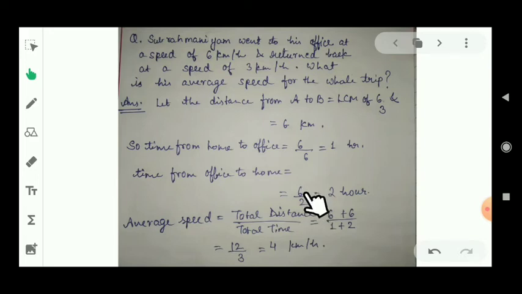Distance will be the same, 6 km, and speed here is 3 km per hour. So what will be the time? It will be 2 hours. So when we find the average speed, it will be total distance upon total time. Total distance will be 6 plus 6, and total time will be 1 hour plus 2 hours, that means 12 upon 3. So after calculation its value will be 4 kilometers per hour.